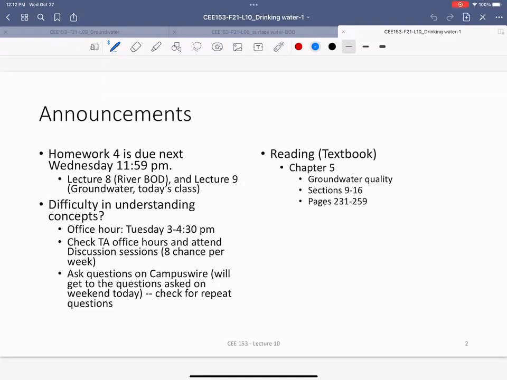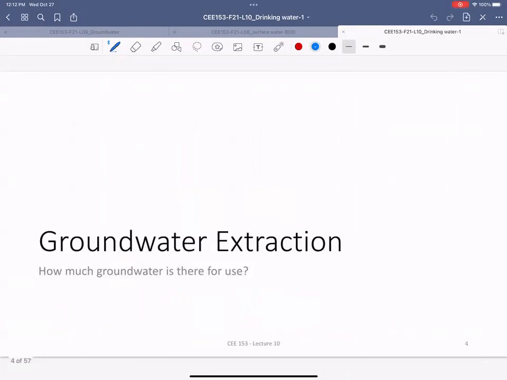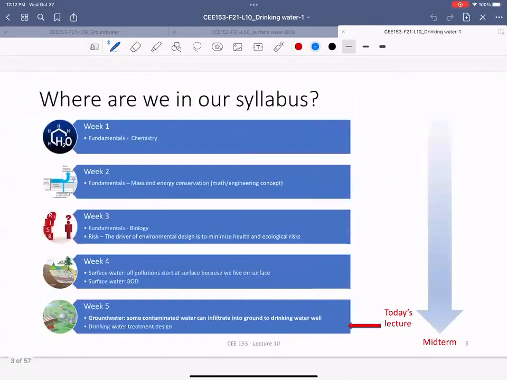Okay, so where we are now. So week 5, based on the syllabus, we're supposed to finish drinking water treatment. So far, we're a little bit behind, but I really don't care, because ultimately by week 10, we'll finish everything. So some of the things that are not part of the midterms will become part of the final exams.